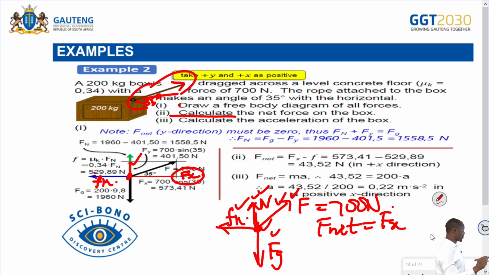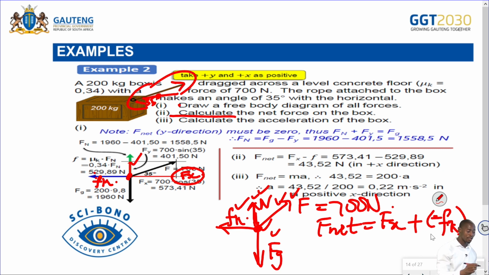So I'm having as my F net, Fx minus Fk. Remember, F net is the sum of all the forces. That is why I'm putting that positive sign there. But this becomes negative because it's acting in the opposite direction. I'm taking the original direction of motion as positive. So friction is always negative for me, right?